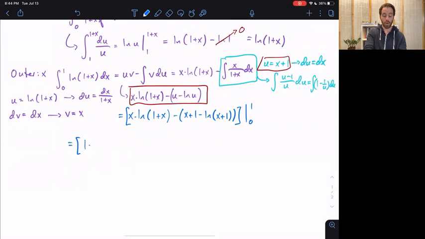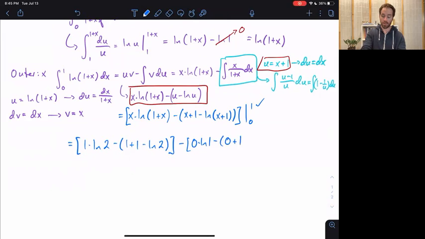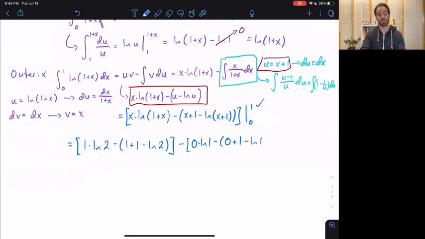We'll plug in the 1. 1 times ln of 2. After all, 1 plus 1 is 2. Minus 1 plus 1 minus ln 2. That means the 1 has been taken care of. Now we'll do the 0. Minus, and now I'm going to plug in 0 everywhere. 0 times ln of 1, because 1 plus 0 is 1, minus 0 plus 1 minus ln of 1, because 0 plus 1 is 1.